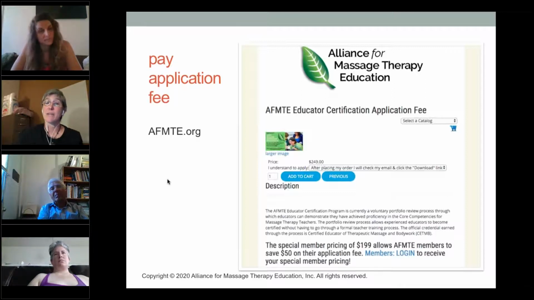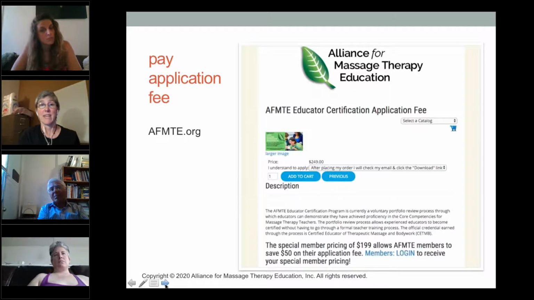So the application fee for applying and portfolio review fee is $250, or $249, I guess it's $1 less than $250. It's $249. But if you're an Alliance member and you log in, the member pricing is $199. So it's actually $50 less if you're a member. You don't have to be a member to apply for this certification, though. Of course, we don't require that.